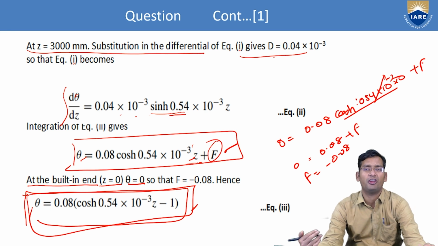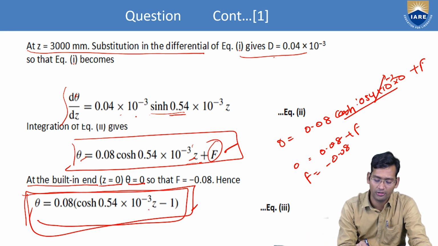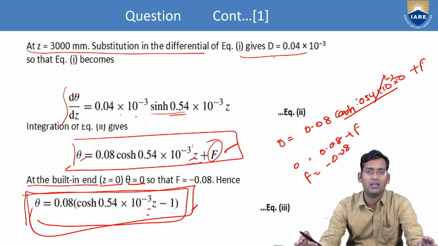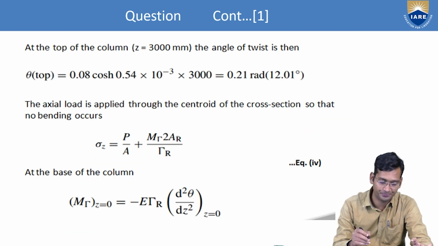Now, if you want to find the angle at the top, you can put the value of z at the top. If you want to find it at the bottom or in between, just put the value of z here, and you will get the angle at that point. Okay, so now according to the question, what do we have to find? We have to find the angle of twist at the top. So for the top, let's find.